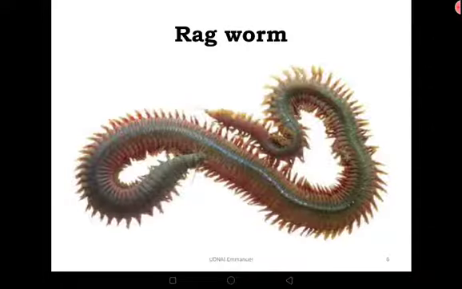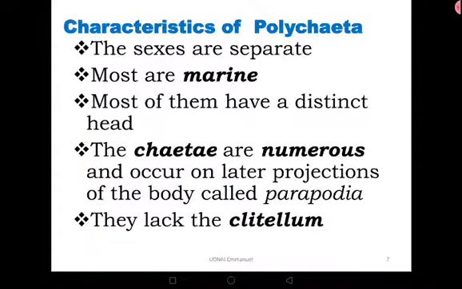So that one you're seeing there is the ragworm. Probably you may not have seen it because it's a purely marine organism. It lives in oceans, the base of the oceans and the seas. That's why it's not common. So let's look at their characteristics.